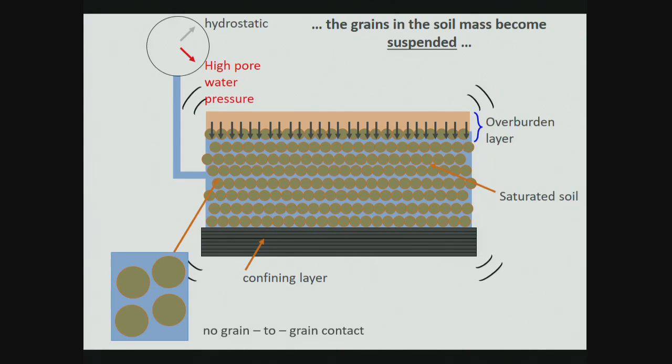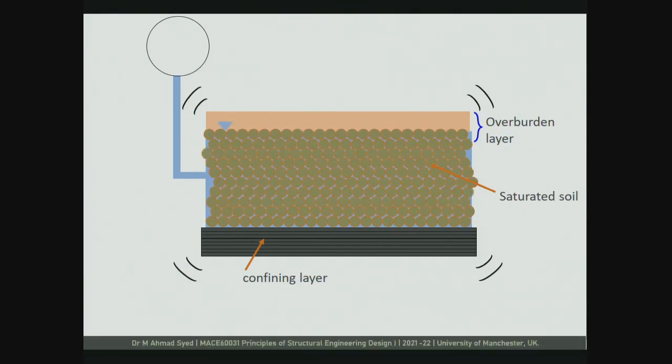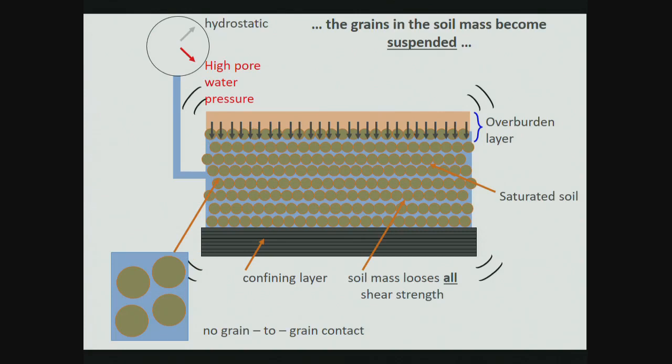Okay, so you have these grains which are in suspension, and because there is no grain-to-grain contact, you have very high pore water pressure, and it will gradually dissipate. So at this stage, the soil has lost all its shear strength. There is no grain-to-grain contact.